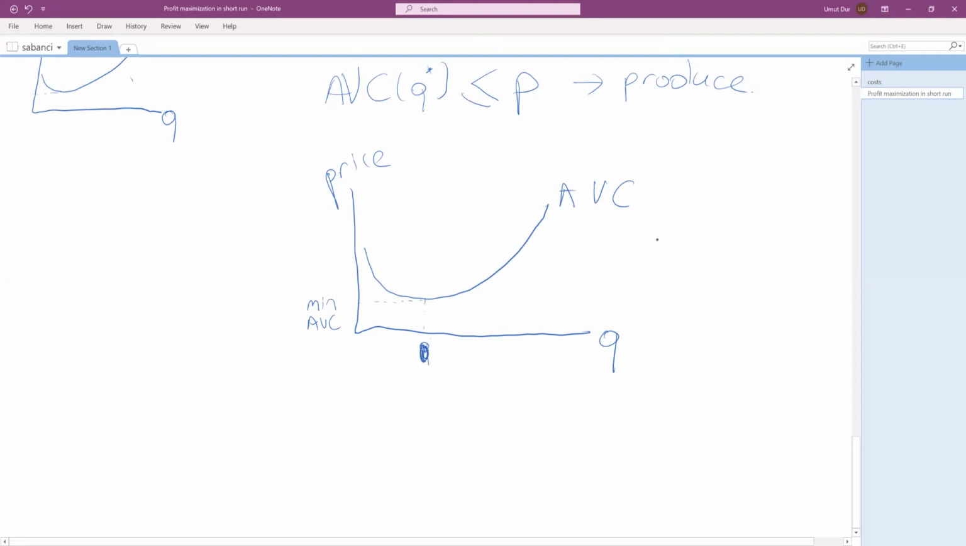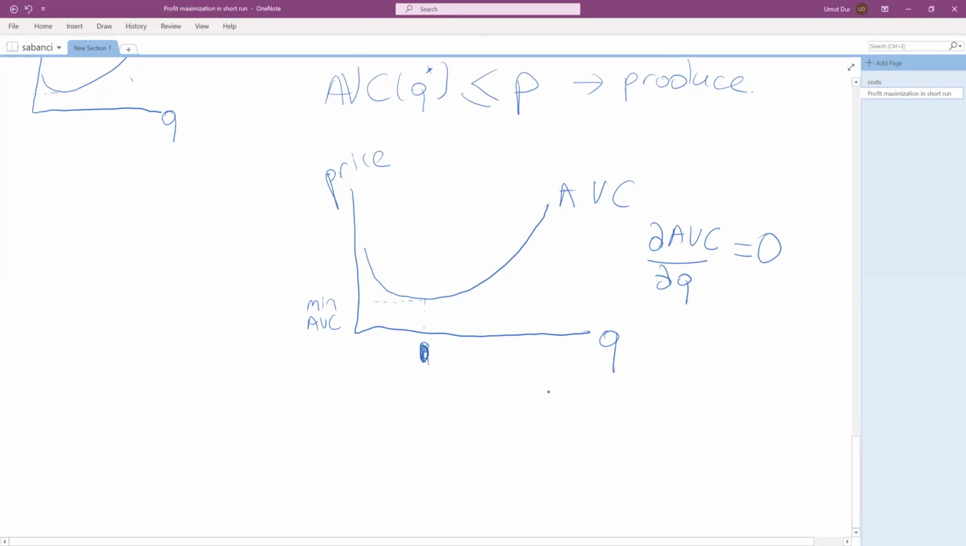Derivative, yes. So I will take the derivative of the average variable cost with respect to quantity, and I will equalize it to 0. And whatever Q that I find here, that is the minimum of the average variable cost. And I can also find the price value of this minimum of the average variable cost.